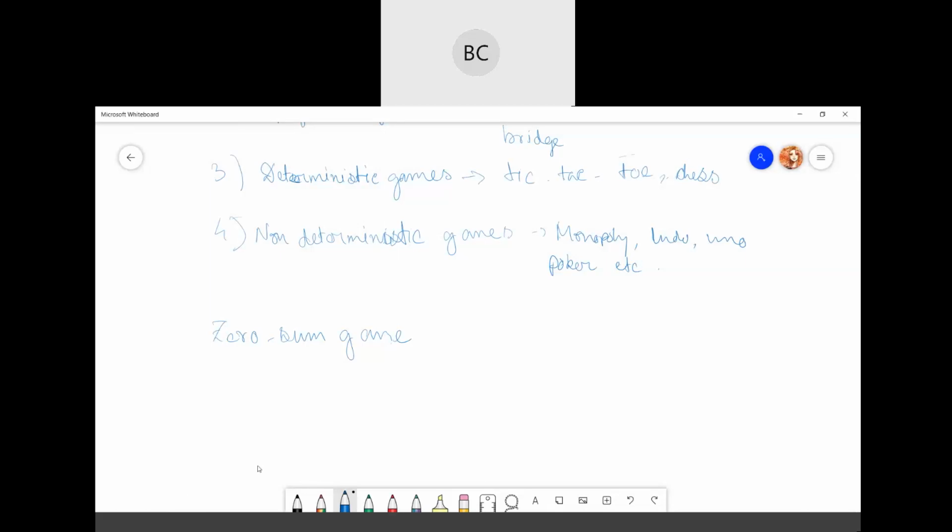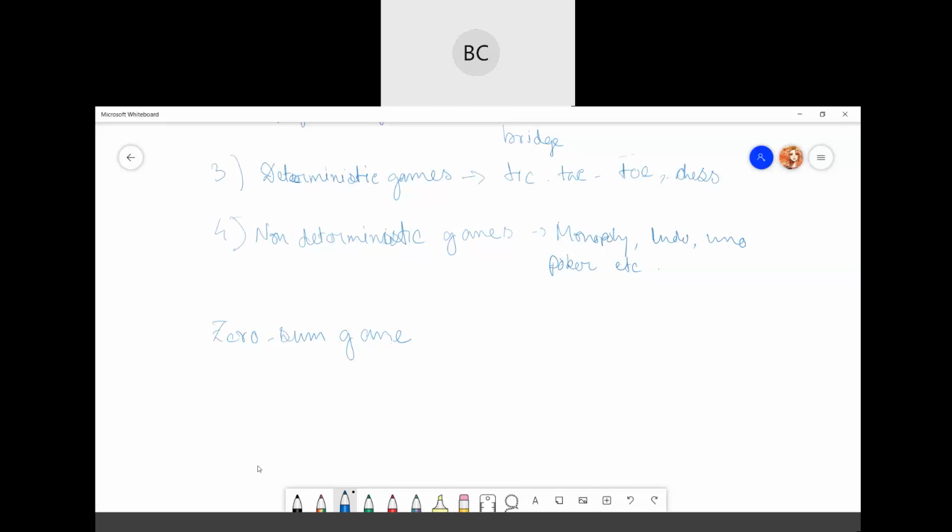So what is a zero-sum game? Zero-sum games are your adversarial search, which involves pure competition. Maybe I can give you an example: there is only one trophy and there are two opponents, and both are fighting each other to get just one particular trophy, like chess, or like two player games.